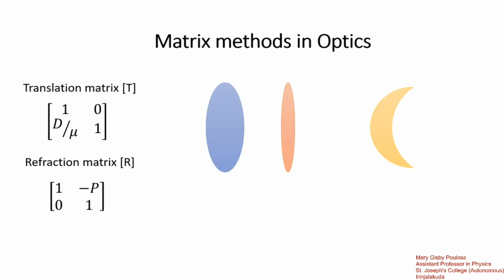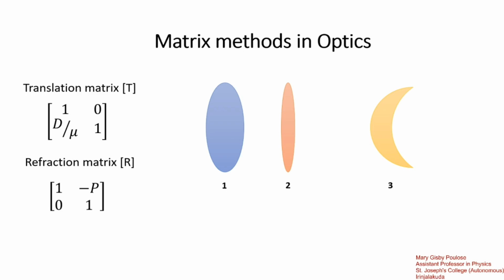We consider some such mediums here. Here I have shown you some types of lenses. The first one is a double convex lens of short focal length range. The second one is again a double convex lens of long focal length range. And the third one is a lens having concave and convex sides. Now, when light travels through all these different optical components, it will undergo translation and refraction.